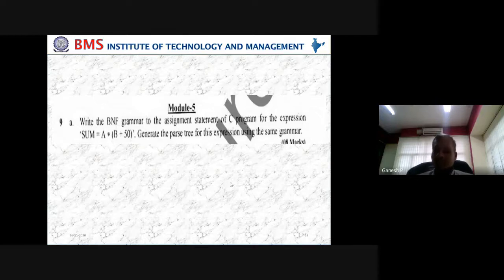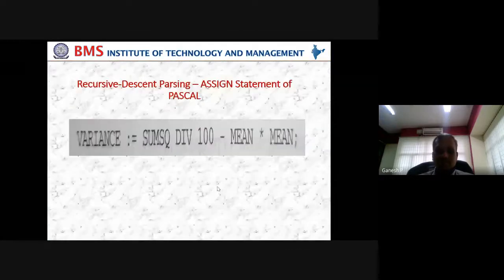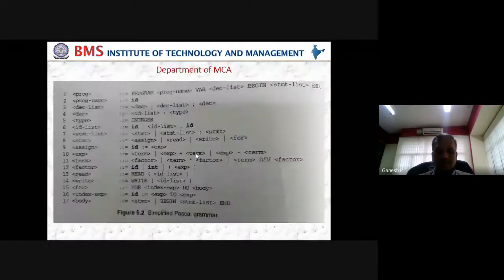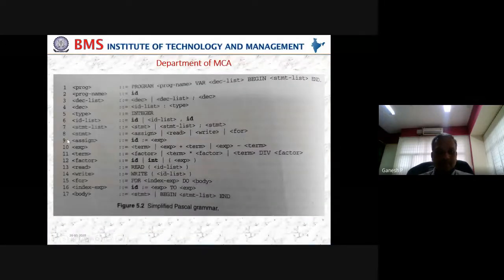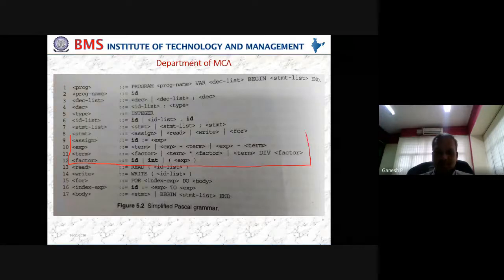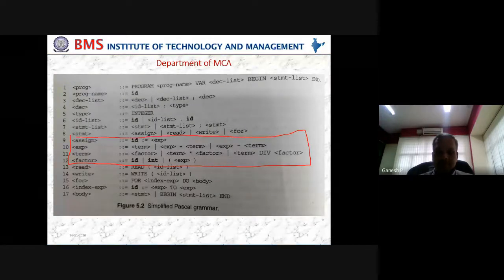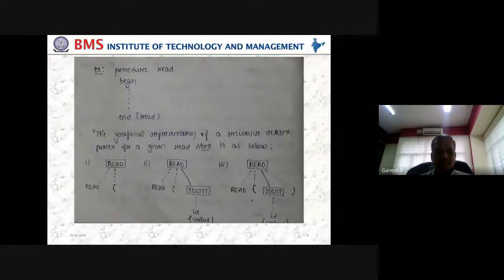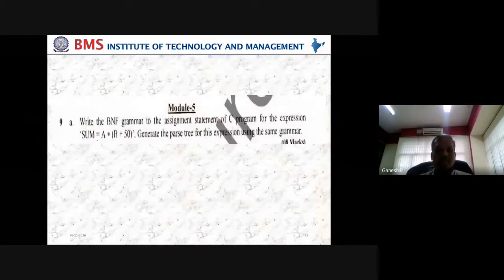So what is the Pascal grammar? If you observe, we have taken the assignment statement here. This is the assignment statement. These four things constitute the complete assignment statement which we have for Pascal, and the same can be used for C as well. So first we have to think in these directions. This is already given for us, that is, assignment is equal to, the value here is sum. Sum is equal to A into B plus 50.